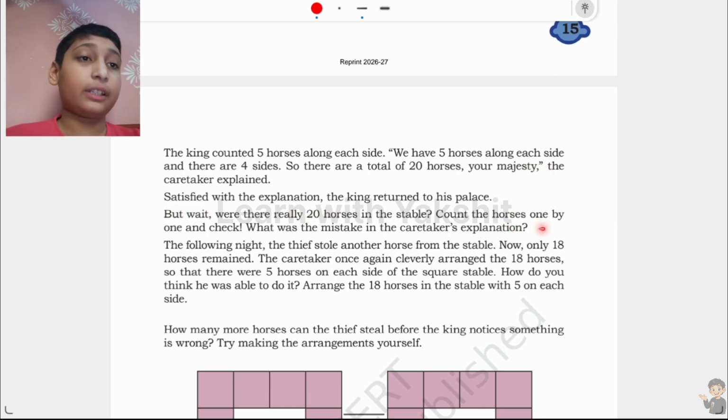But wait, were there really 20 horses in the stable? Count the horses one by one and check. Was there a mistake in the caretaker's explanation? The following night, the thief stole another horse from the stable. Only 18 horses remained. The caretaker cleverly arranged the 18 horses so there were 5 horses on each side of the square stable. How do you think he was able to do it? Arrange the 18 horses in the stable with 5 on each side. How many more horses can the thief steal before the king notices something wrong? Try making arrangements yourself.